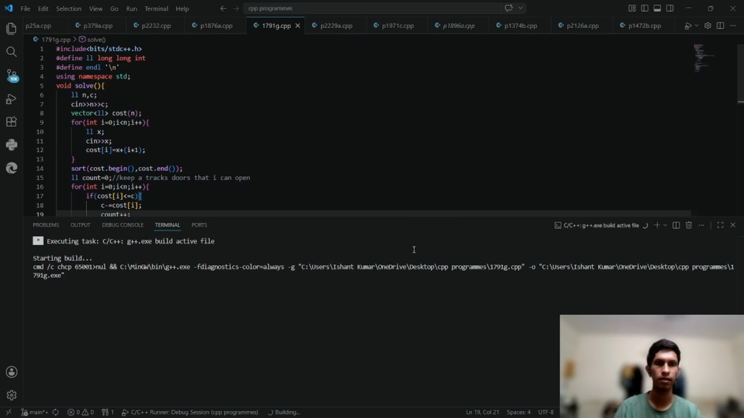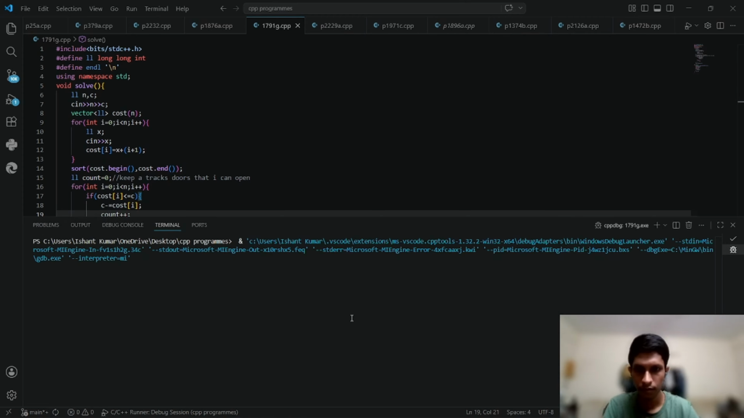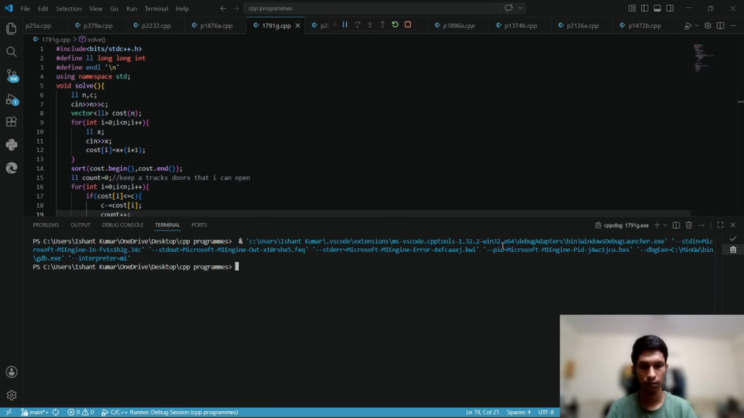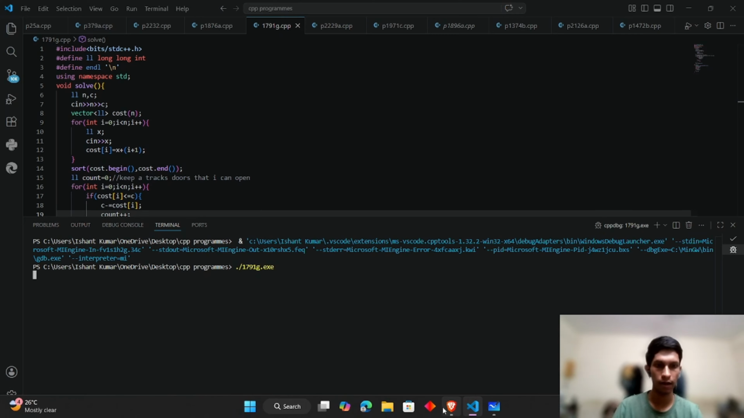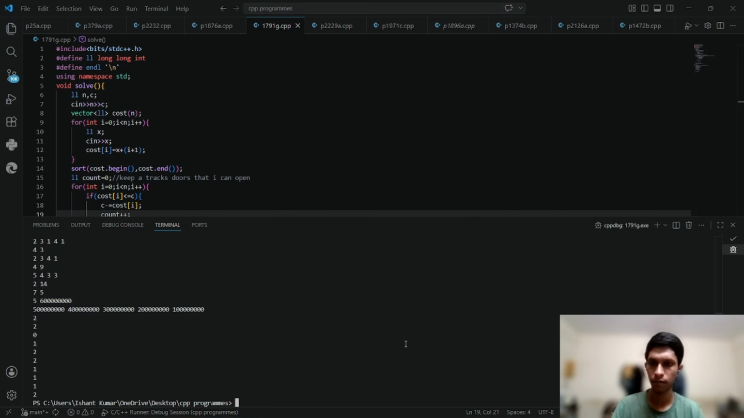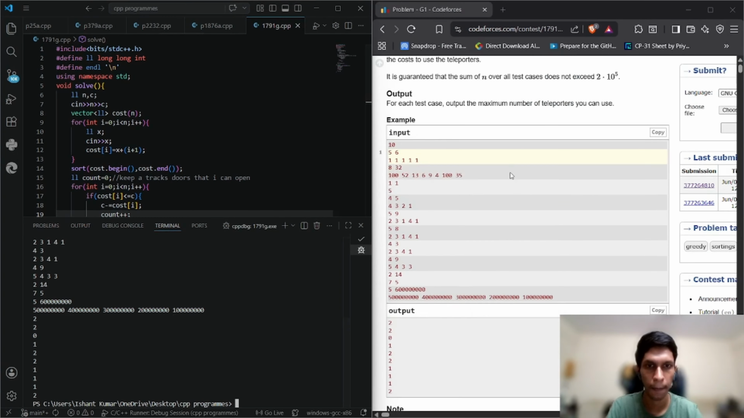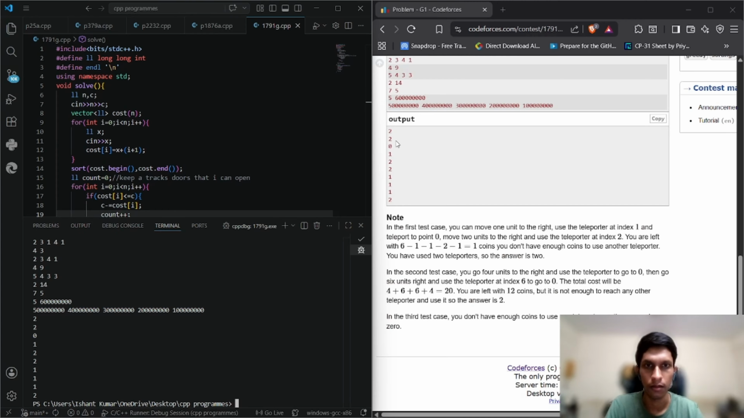So let's take the test cases and check if this works. This is problem number 1791 G. Let's take the test cases given in here and compare the answers. It is given 2, 2 for the first two, then 0, 1, then two 2s, after that 3. So the answers are matching. So this is the core logic for this problem.